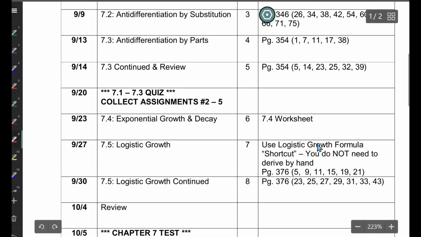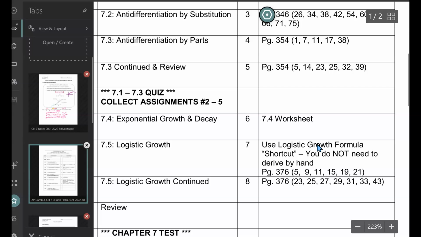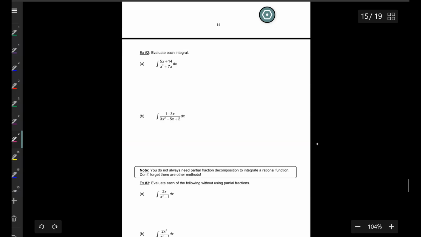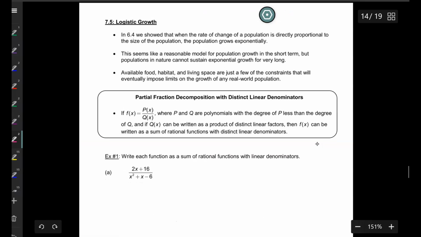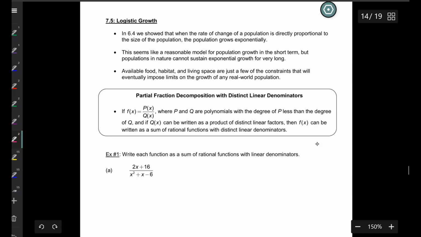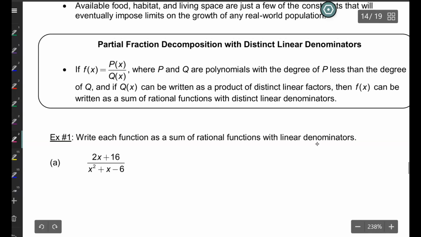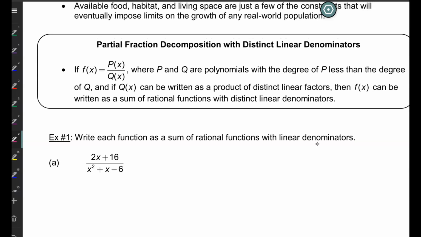Okay, so I am going to teach the first part of 7.5 on logistic growth. I talked a little bit about it last class, but before we get into logistic growth, the first part of 7.5 is actually on partial fraction decomposition, which is something that you learned back in pre-calculus. There really wasn't a lot of application for it, but we're going to be using that to simplify a quotient so that we can take the integral of it.